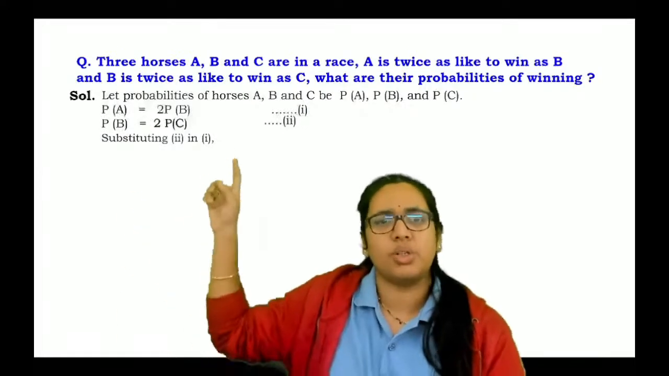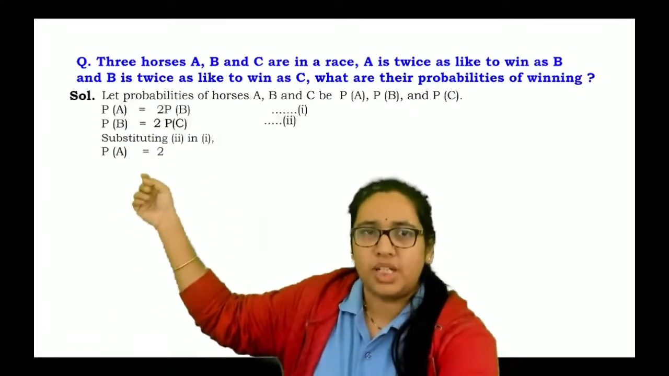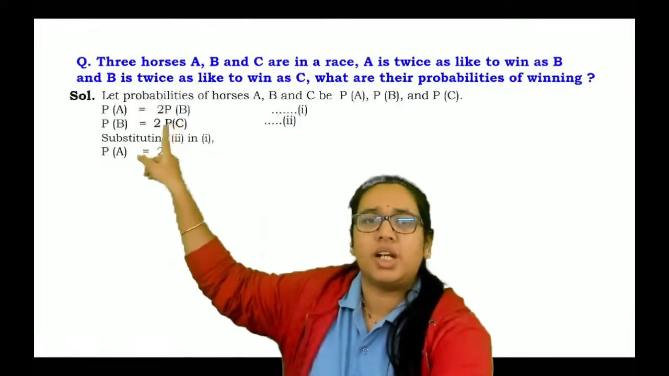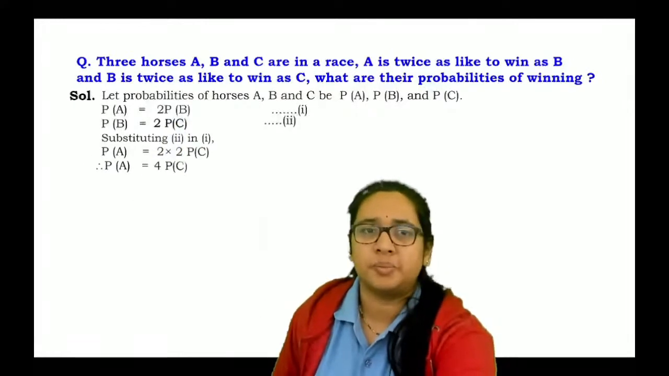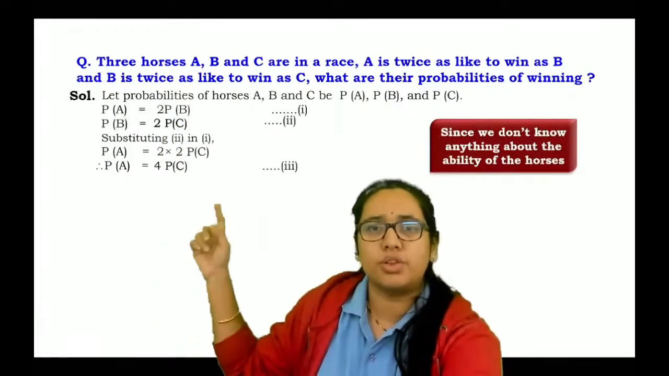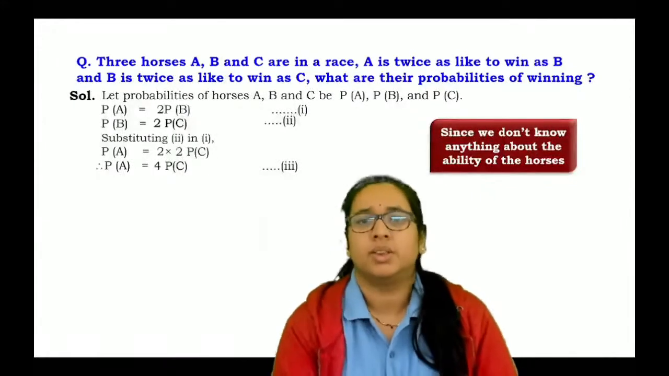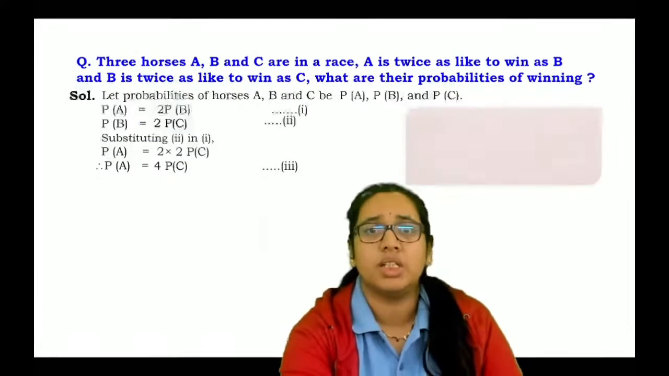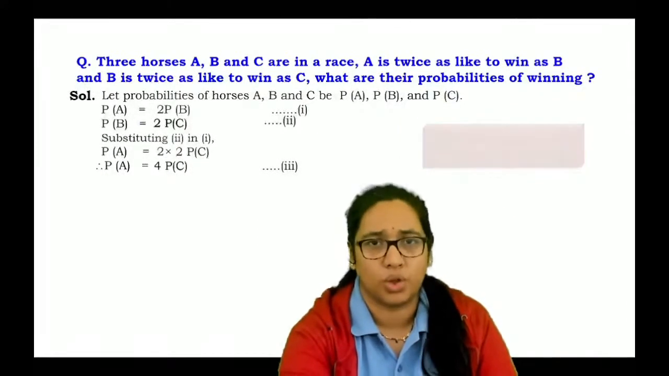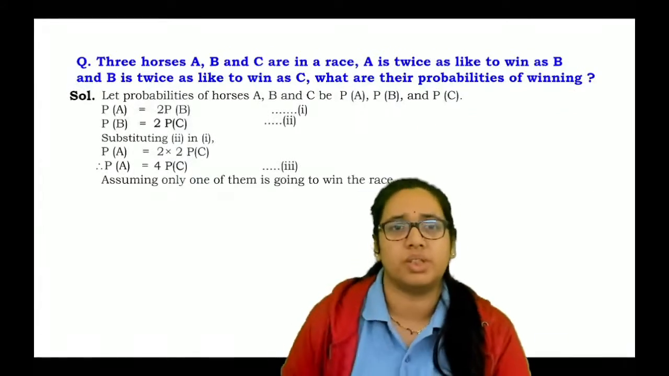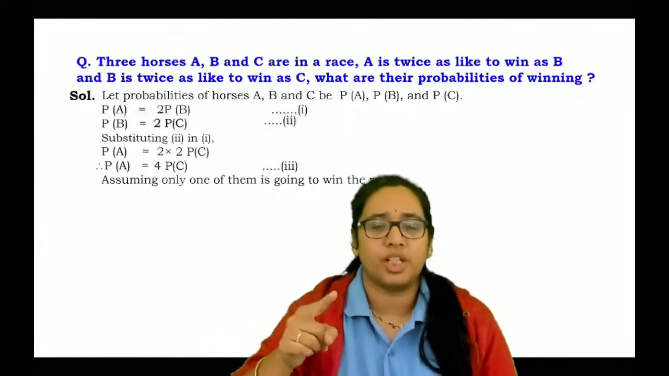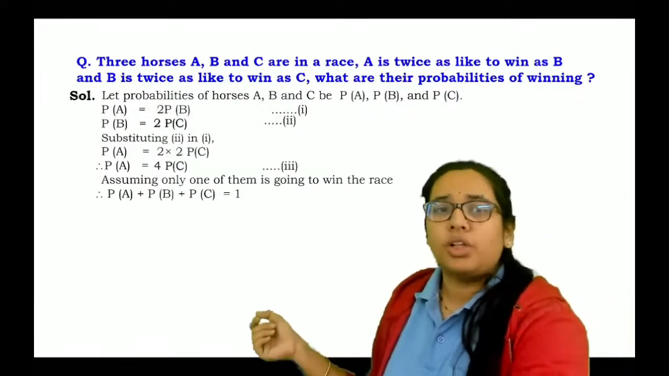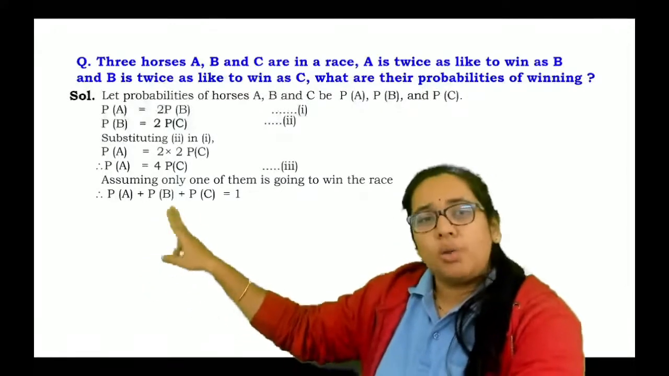So substituting 2 in 1, what do you get? Check. Probability of A is 2 times probability of B. But instead of probability of B, we can write 2 times probability of C. That is, probability of A is 4 times probability of C. We don't know the probability of horse A winning the race or B, so we only know these relations. So assuming only one of them is going to win, what can you say? Either A will win or B or C.